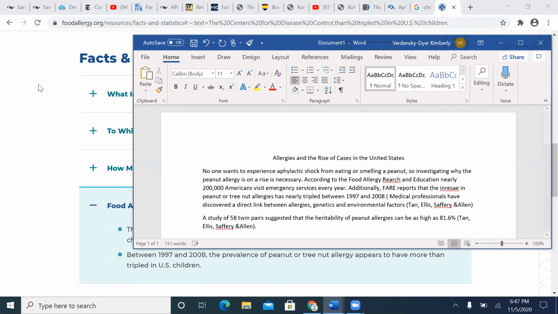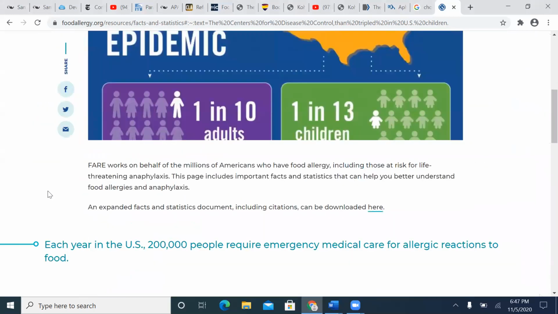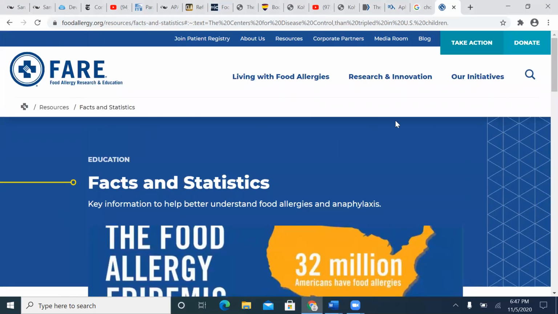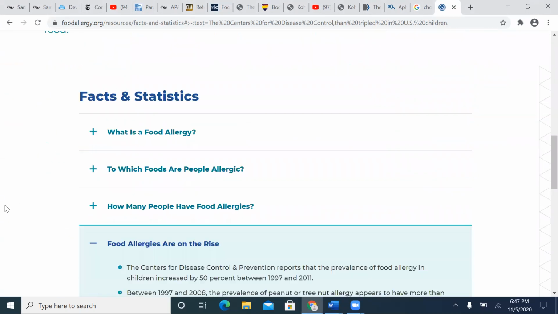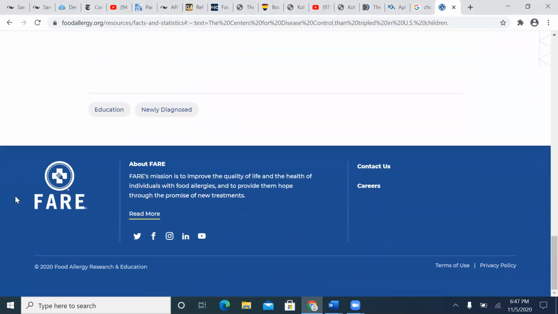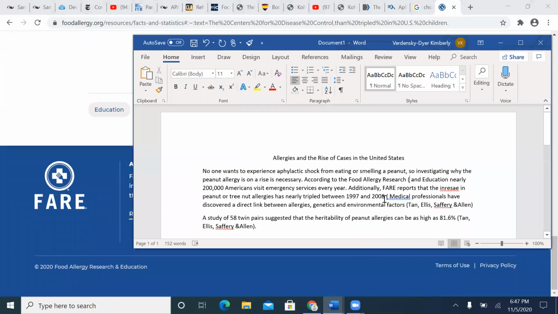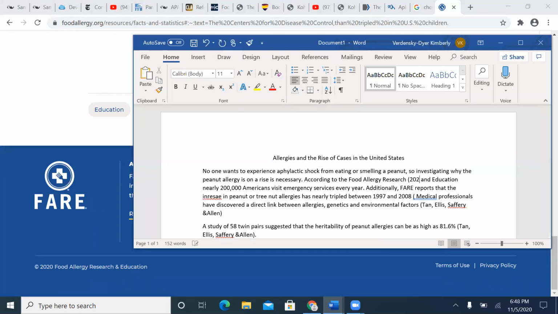I need an in-text citation. Because I mentioned the organization, I don't need to include an author or a title in my in-text citation. I just need the year. So I'm going to come back to my source, and I'm looking at the top of the page of my source, and I don't see any publication date. I don't see an author. So I'm going to keep scrolling and reviewing this source. And down on the bottom, I have a year of copyright as 2020. So I'm going to go ahead back to my Word document. And I'm going to go ahead and put my 2020 in there. So now I have my in-text citation.